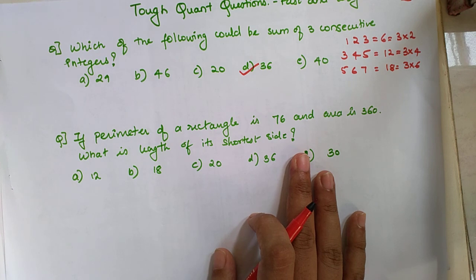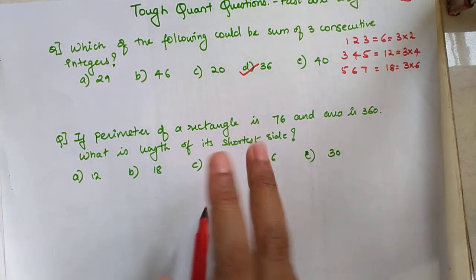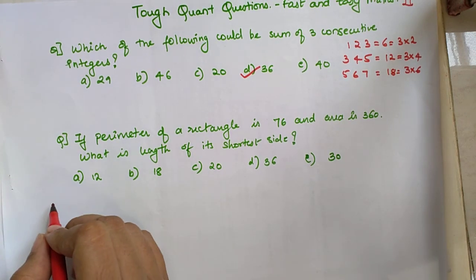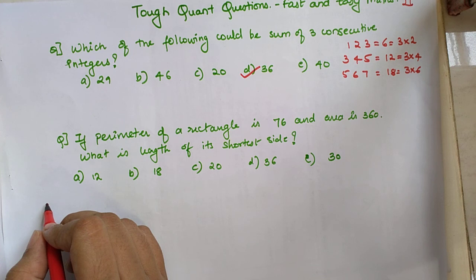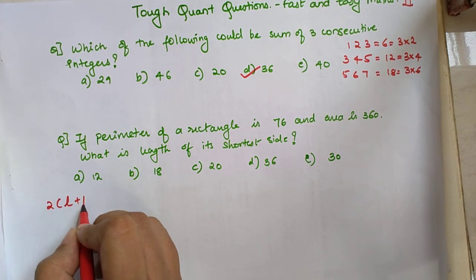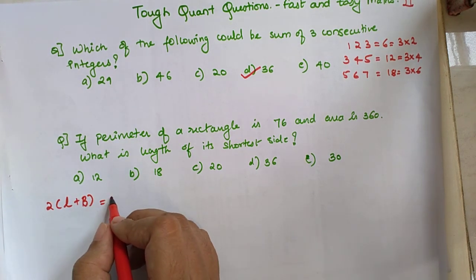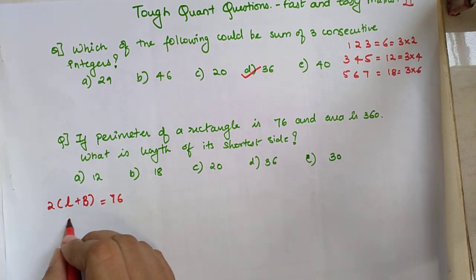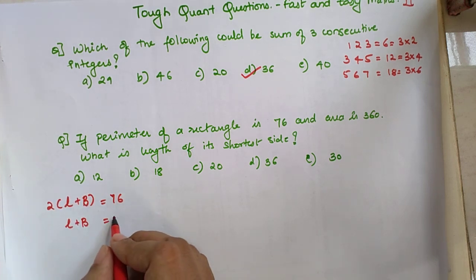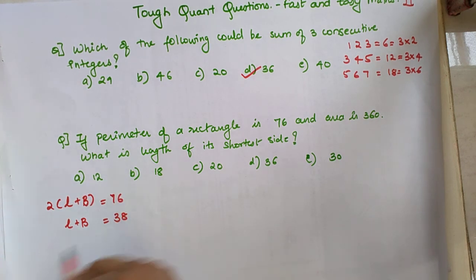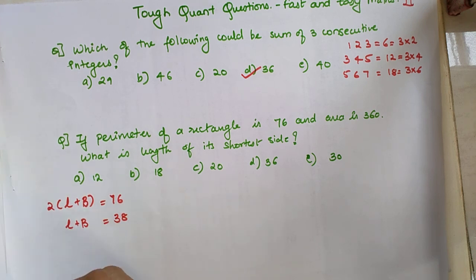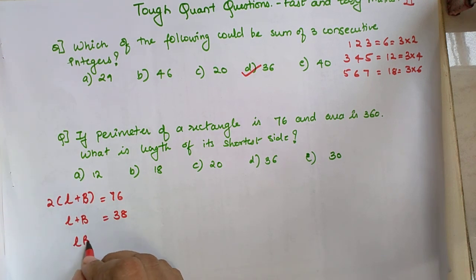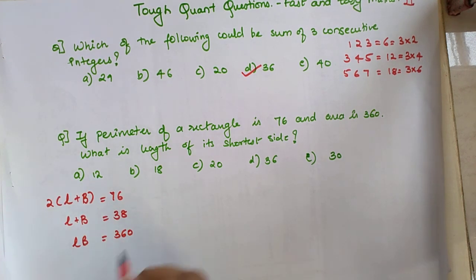Now here, like I told you, I'm going to show you two methods. The first method is a quite traditional method, where I can say that the formula of perimeter for a rectangle is 2 into (L plus B) equals, can I say, 76? So I can now say very easily that L plus B is equal to 38, dividing both sides by 2. Okay, then we have area, which is L into B is 360.